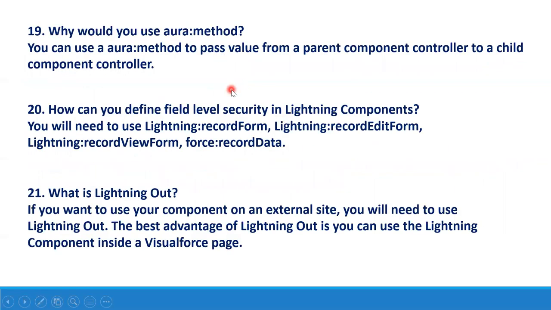What is the aura method? Without using the events, we can pass value from child to parent using the aura method. We can pass data from child to parent, and parent to child also, without registering or creating an event. If you want to pass data from child to parent or parent to child, we can use the aura method.